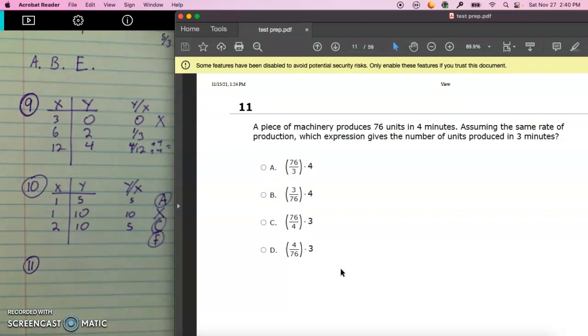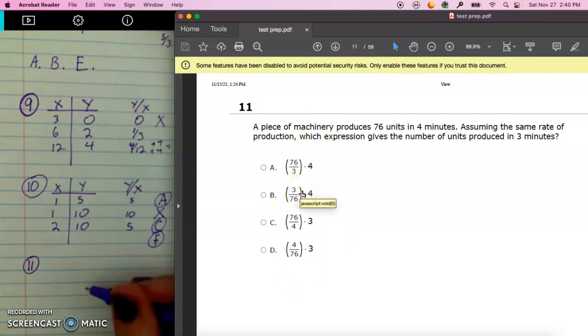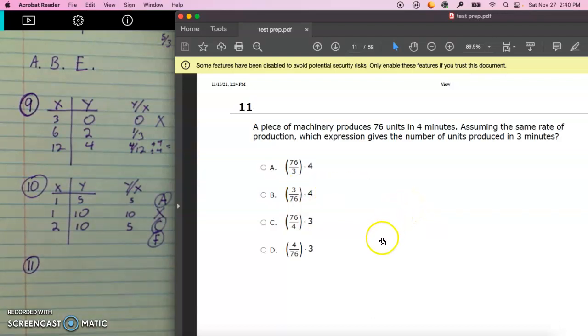Okay, this is one of those cases where since they're trying to have you show your work right here, we don't really need to write it down on our paper. We just need to choose the right one. Okay, so as we can see, since we're talking about units in 3 minutes, I can immediately cross off these two because I'm not multiplying it by 4. It's in 3 minutes, so 3. So I'm looking down here. So the real question is which ratio?